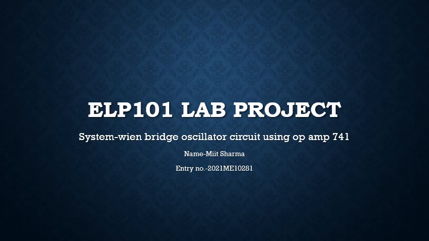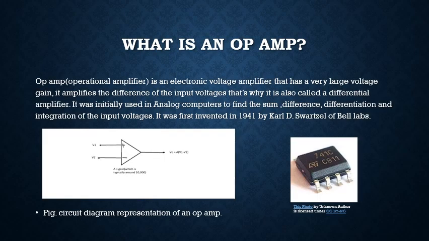This is ELP101 lab project on the topic Wien Bridge Oscillator circuit using op-amp 741. Now the first question that comes to our mind is what is an op-amp? Op-amp, short for operational amplifier, is an electronic voltage amplifier that has a very large voltage gain. It basically amplifies the difference between the two input voltages. That's why it is called a differential amplifier.